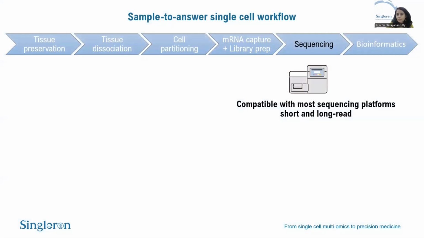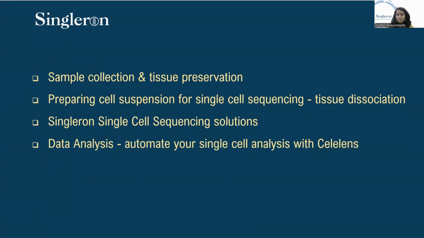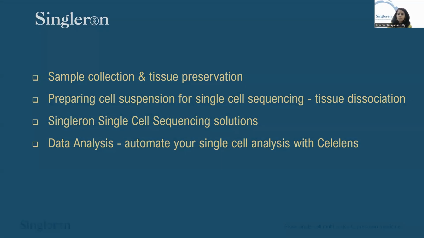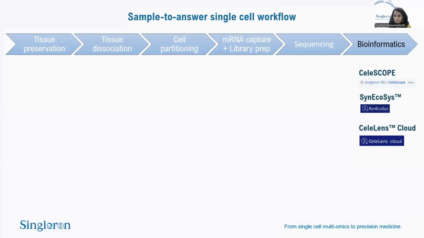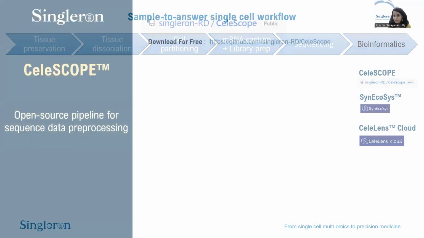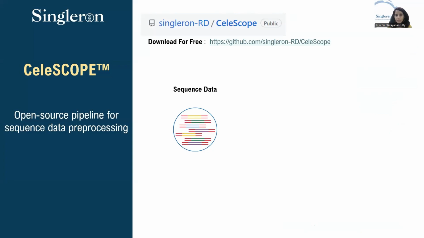So once you've come down to the workflow and you have your libraries ready, from there you send them for sequencing. All of our libraries are compatible with most short and long read sequencing platforms. And then once you get the data back is when you move into the last part, which is data analysis. So we have a few options available to analyze your data. I will go through the first one, which is Telescope.